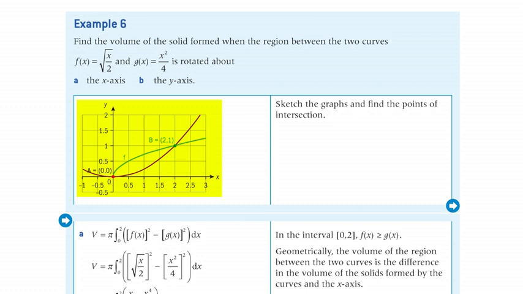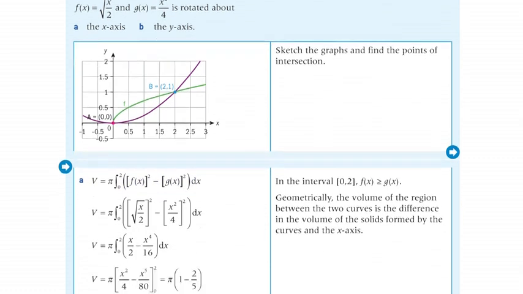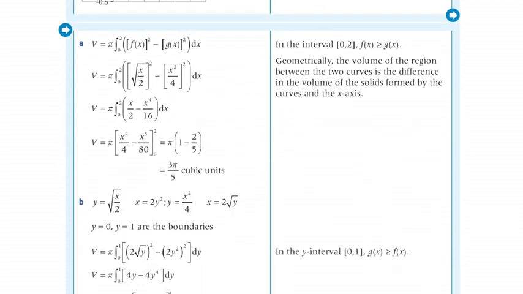To rotate about the x-axis, use the x values of the points of intersection as your lower and upper integration bounds. Recall that the formula for finding a volume of revolution about the x-axis between x equals 0 and x equals 2 is pi multiplied by the integral from x equals 0 to x equals 2 of function f squared minus function g squared. Integrating the difference of the squares of the functions and substituting the lower and upper integration bounds for x, you arrive at 3 pi divided by 5 cubic units.